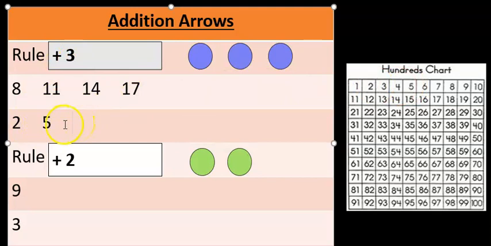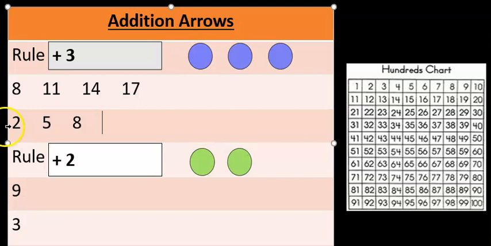Now let's move on, first graders. We're going to use this 5 now. And we're going to still use these 3 blue circles here. Now, watch Mr. Begay count with me. We're going to start at 5. 5, 6, 7, 8. So our next answer there is going to be 8.